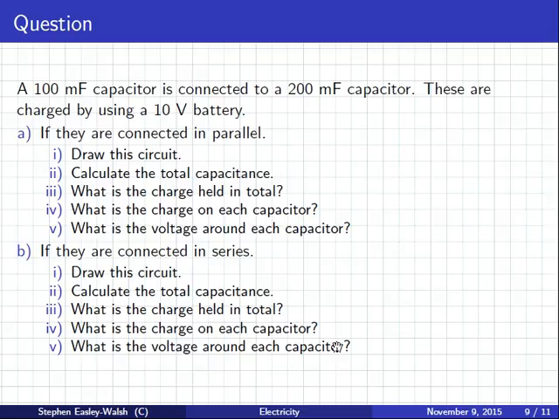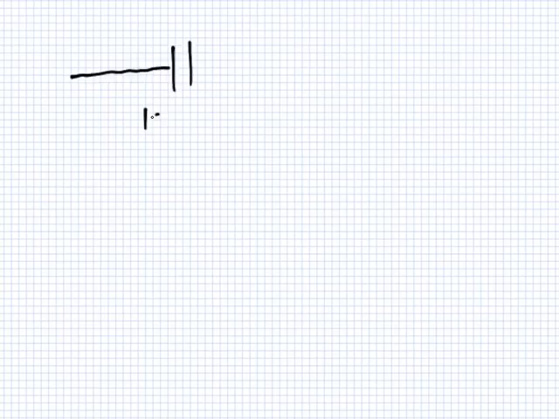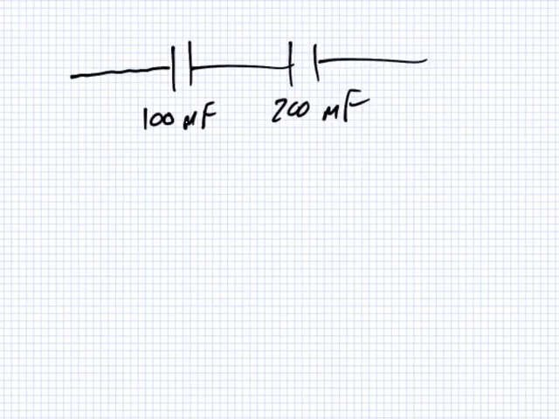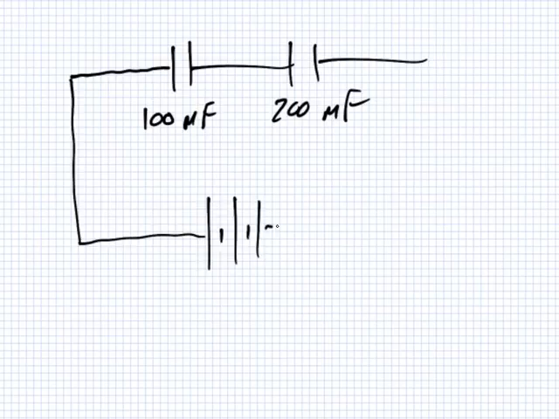Okay, let's have a look. They're in series now. This is 100 millifarads, and this one is 200 millifarads, and then we have a 10 volt battery. So that's the diagram. Did you all get that? Yeah. Right, what will I do first?